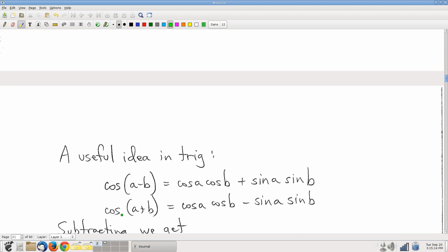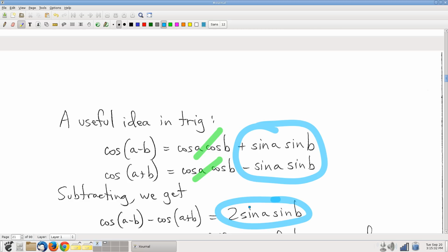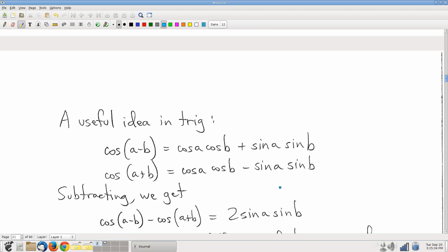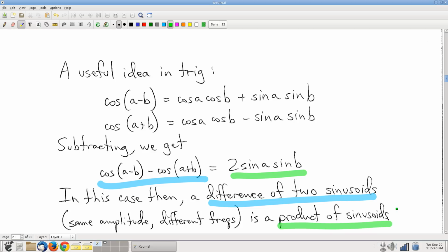Okay. And now, look what happens when you subtract one from the other. Very interestingly, in subtracting, those two terms cancel because they're the same. These just reinforce because of the minus sign, and altogether we get a wonderful little result that a difference of two sinusoids is a product of two sinusoids.